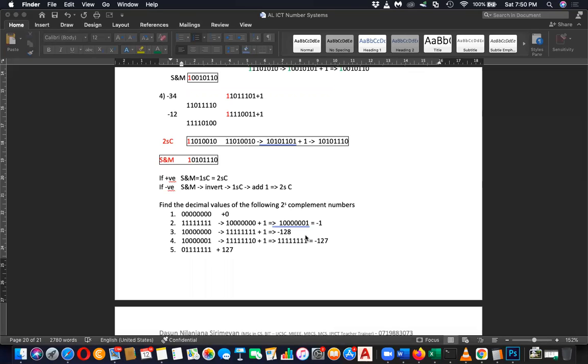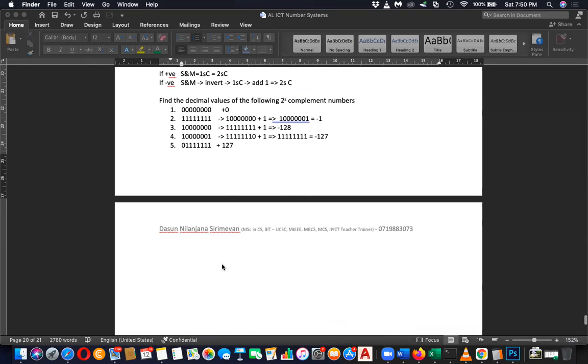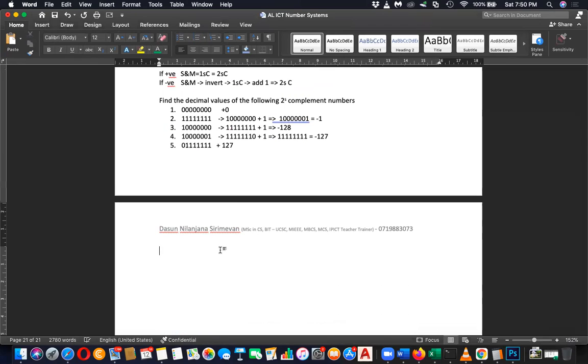Right, then this is how the number system conversion happens. And in the next one, let's discuss floating point numbers. Floating point representation. Write the heading. It is floating point representation.